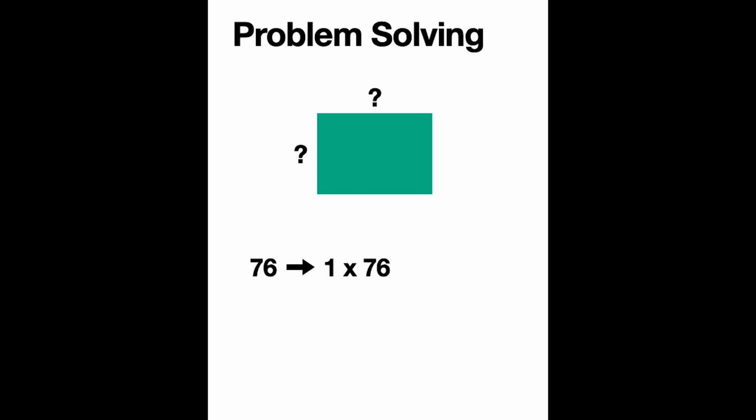Well, we have 1 and 76, 2 and 38, and we have 4 and 19. And those are the only 3 combinations if we're assuming that the dimensions of the rectangle have to be in whole numbers. So we're not having decimals.